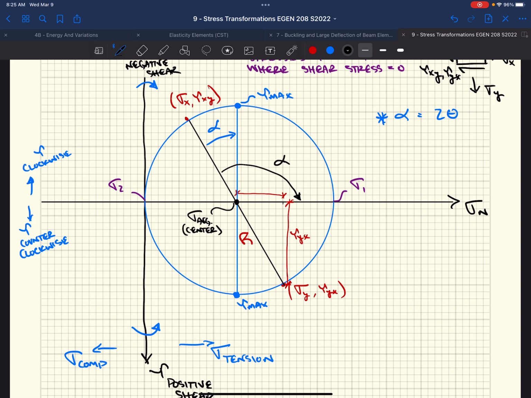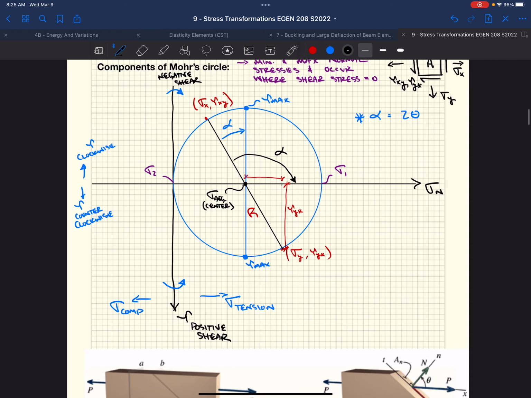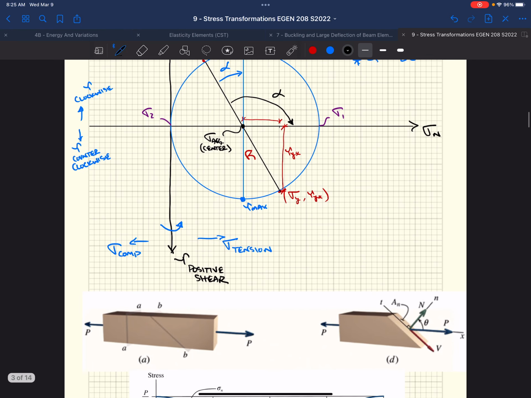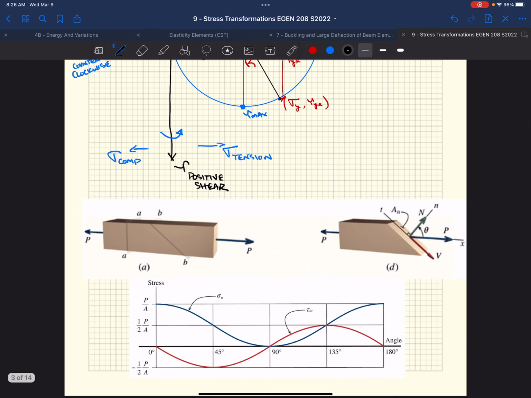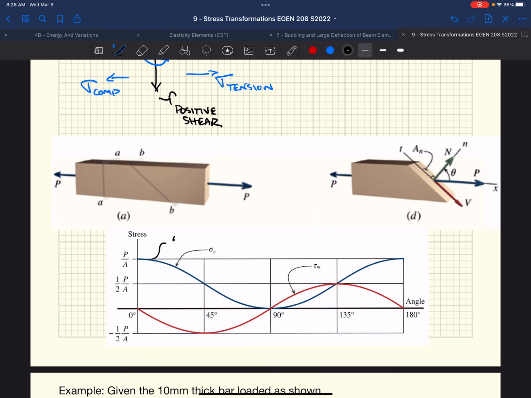What else do I want to show? I think those are the main components. I think an example would help. So what does that mean? Well, that means we can essentially capture the behavior at any given orientation as we go around the circle. Every point on that circle is a point on each of these lines. If we took the x face, if we called this sigma x, and we call this tau, tau xy or tau yx.